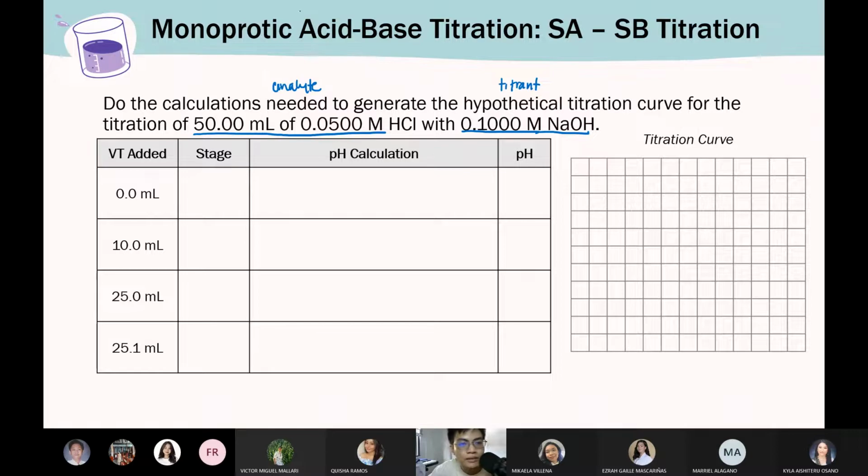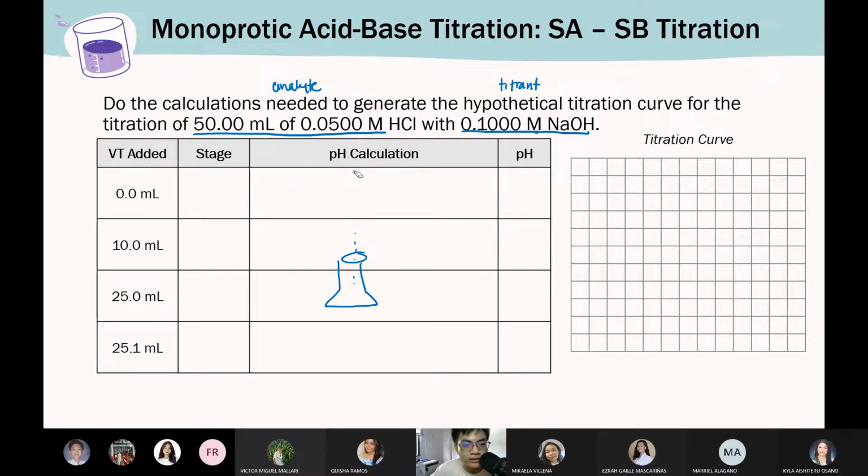So, alamin daw natin yung mga pH for every volume of titrant added. Okay. So, this is your analyte. Ito yung nasa Erlenmeyer flask. Siya yung nandito. And then yung titrant, siya yung nasa burette. Kasi papatak mo yun. Now, as you can see in this table, we have different volumes of titrant added na. So, 0 ml ng titrant, 10 ml ng titrant, 25 ml ng titrant, 25.1 ml ng titrant.